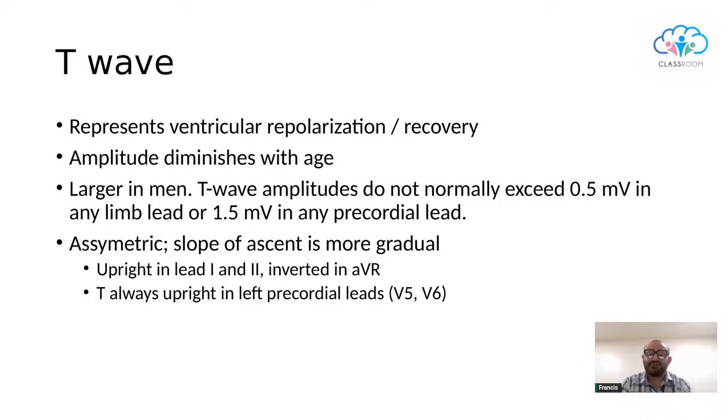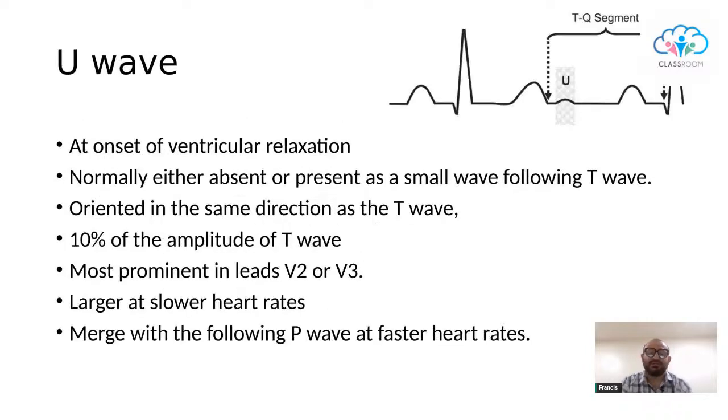Now, the T wave represents ventricular repolarization or recovery. Its amplitude diminishes with age. It's larger in men. T wave amplitudes do not normally exceed 0.5 millivolts in any limb lead or 1.5 millivolts in any precordial lead. It is asymmetric. The slope of ascent is more gradual, and it is usually upright in 1 and 2 and inverted in aVR. The T wave is always upright in left precordial leads. The nomenclature is that V1 to V4 are the right precordial leads and V5, V6 are left precordial leads.